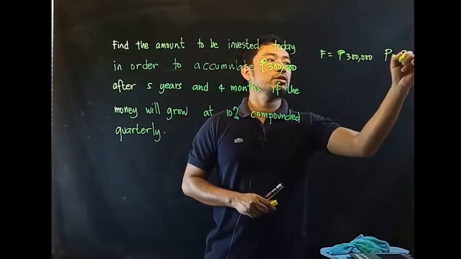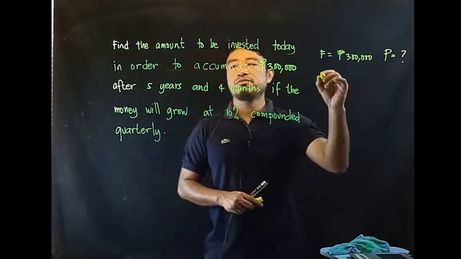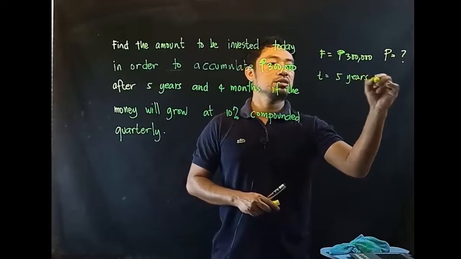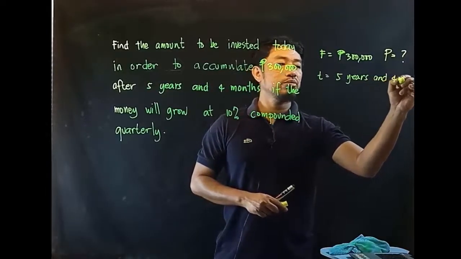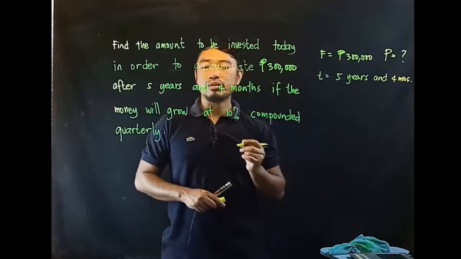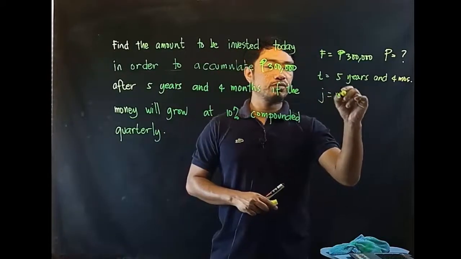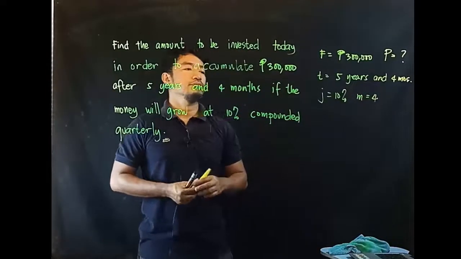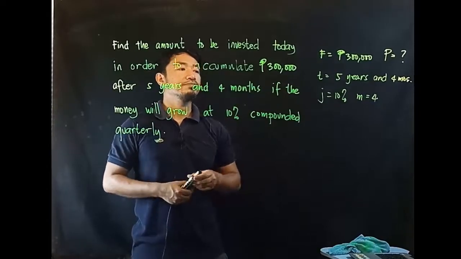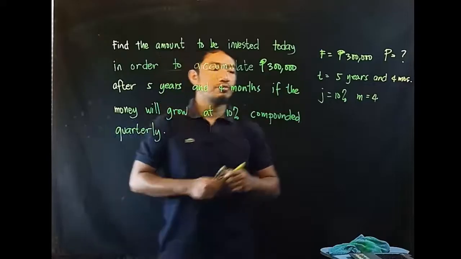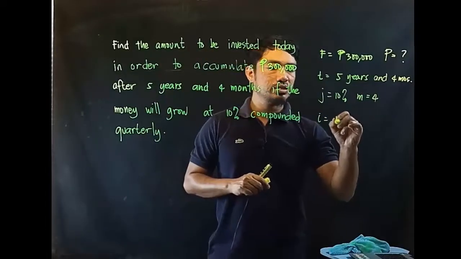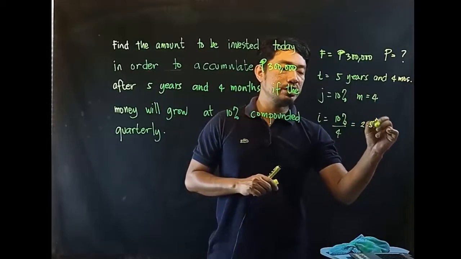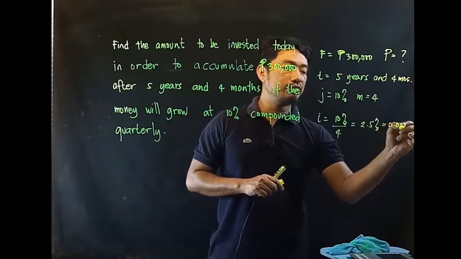And we are looking for the present value given a time of 5 years and 4 months with a nominal rate of 10% compounded quarterly. For this case, the value of i is 10% divided by 4. That's equivalent to 2.5% or 0.025 in decimal.